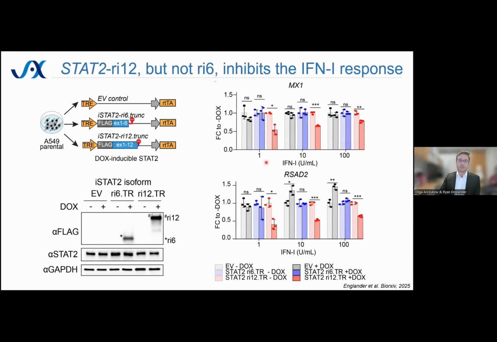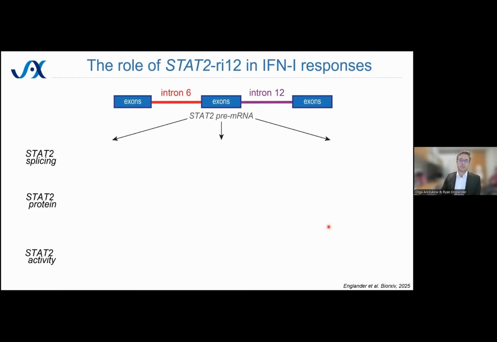at various different interferon concentrations, you can see that neither the empty vector nor retained intron 6 protein lead to a reduction in interferon-stimulated gene expression at 6 hours post-stimulation, but retained intron 12 expressing cells do have a consistent reduction across various interferon concentrations, indicating indeed that RI12 can act as a dominant negative inhibitor of the full-length STAT2 protein. So this leads us to this slightly more complex model for how introns 6 and 12 regulate STAT2 function in lung adenocarcinoma.